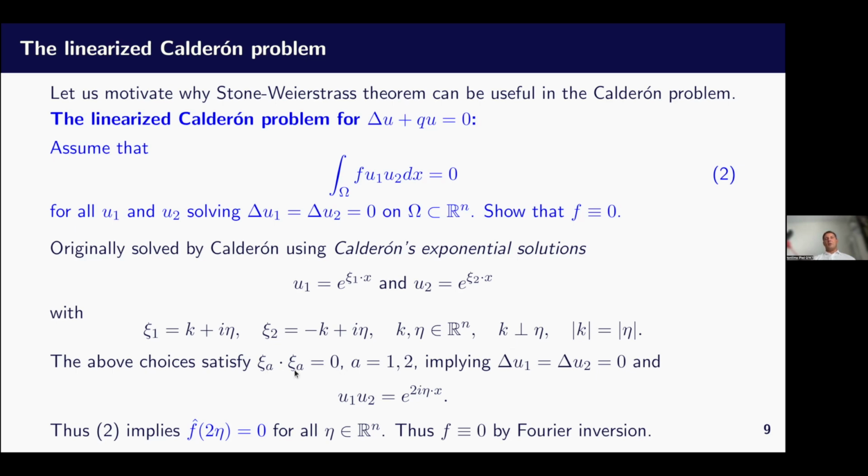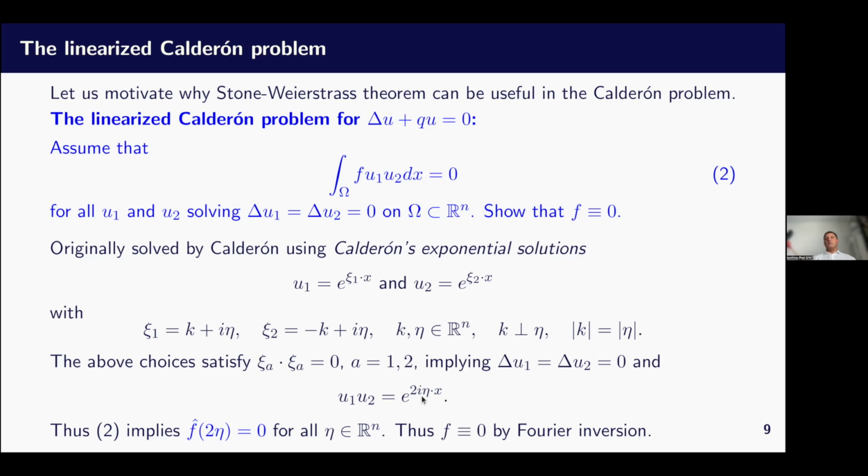Recall that these are complex vectors. And the same for xi2. So this implies that these solutions, these functions u1 and u2, are harmonic, so they satisfy the Laplace equation. Also, note that we have k and minus k here. You see that the product of u1 and u2 is e to the power 2i eta dot x.